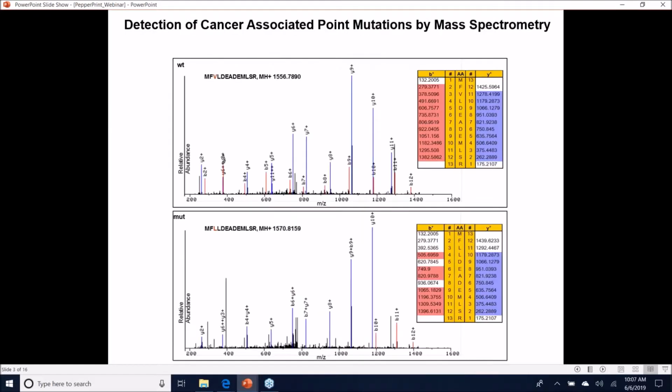As you can see in the next slide, here's an example of a mass spectrum. On the top is the wild-type peptide of a translational initiator protein, where you see the wild-type spectrum, and in the bottom is the mutant spectrum. So the third amino acid, valine (V), is changed to leucine (L). So as a result, you have a 14 Dalton mass shift.